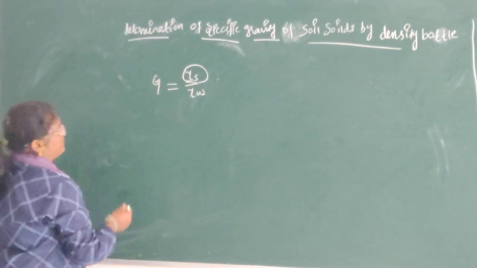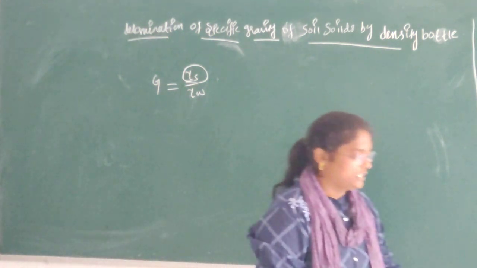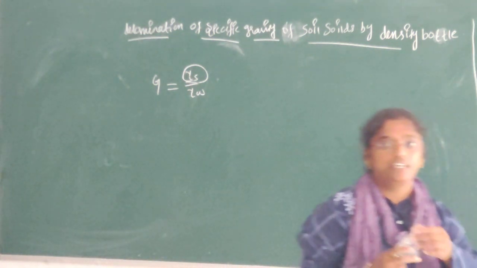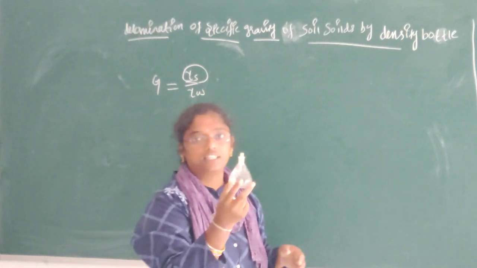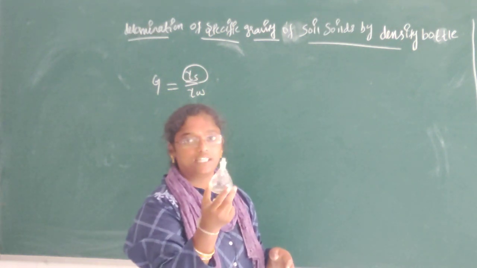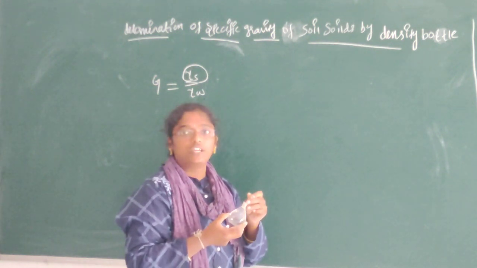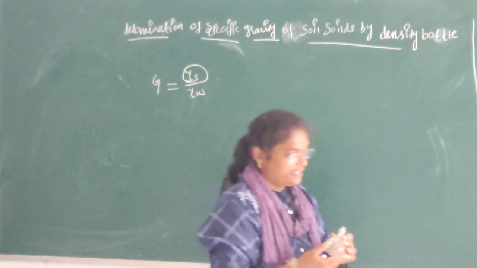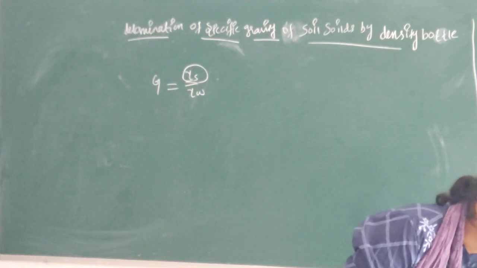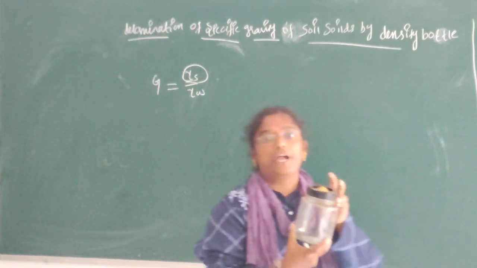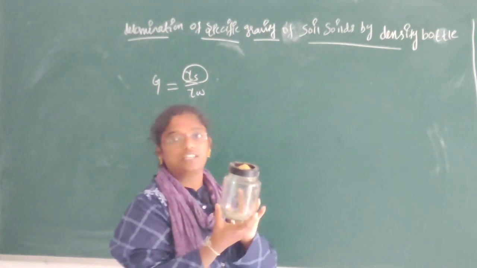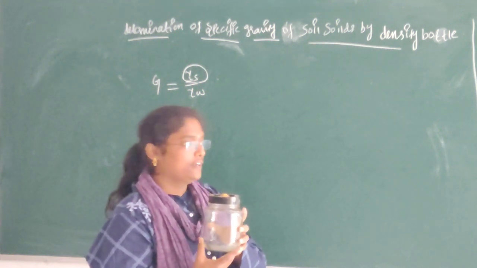Here we will be conducting the experiment by using the density bottle. This is called the density bottle. By using the density bottle you will be finding the specific gravity of soil solids, right? This specific gravity can also be found out by using the pycnometer bottle. This bottle is known as the pycnometer bottle.